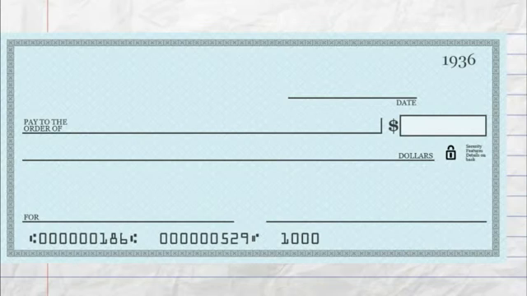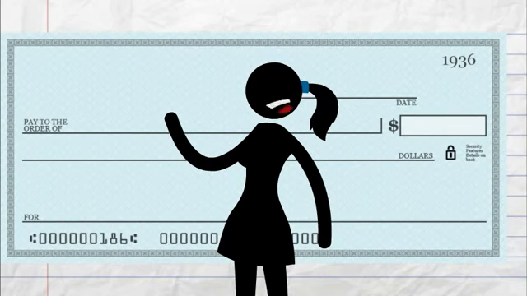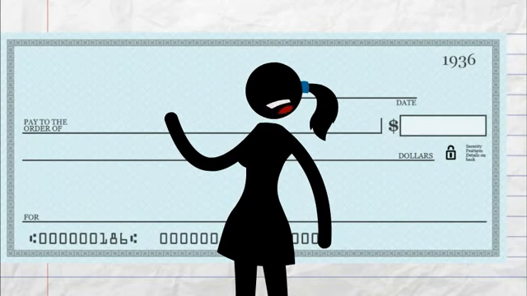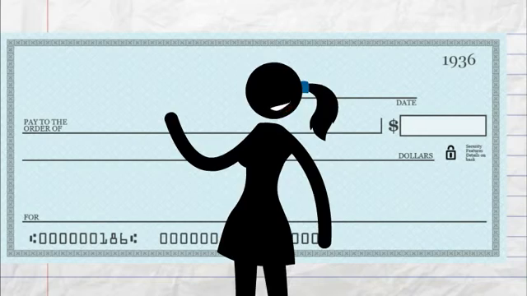Next, you should write the amount, both in written form and in numeric form where designated. When writing it in written form, you start at the left edge of the line, and when you're finished, you will draw a line through the remaining empty space as far as the word dollar.